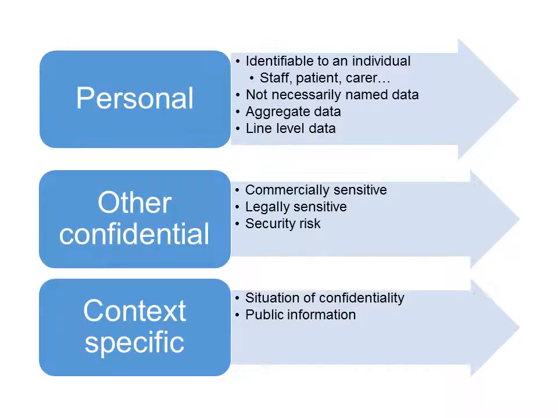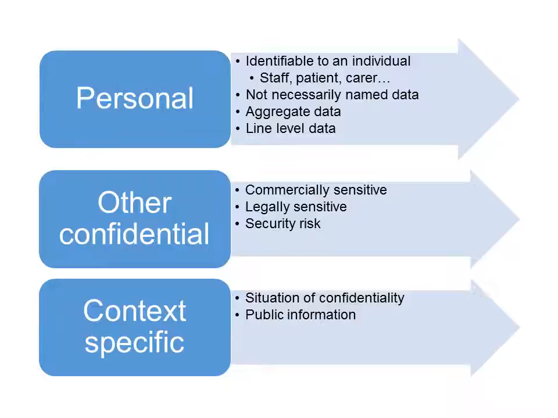So in terms of considering whether something is confidential, there might be different categories that might make it confidential. We've talked a lot there about personal information. If we can identify that to an individual, whether that be a staff member, a patient or a carer, it would be likely to be confidential information. And that's not necessarily about named data. It might be that even aggregate data, if it's very small numbers, or perhaps line level data out of headcounts or something like that, could still potentially be linked to an individual, in which case we would need to class it as confidential information.